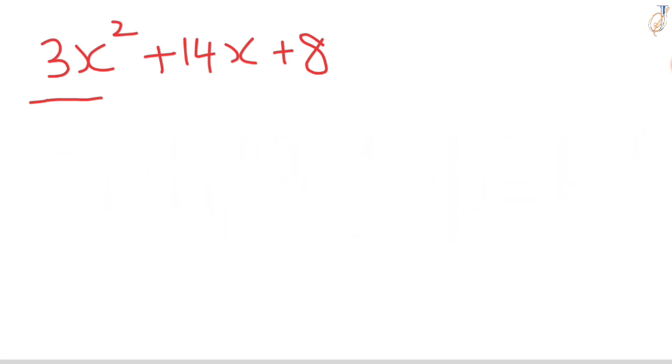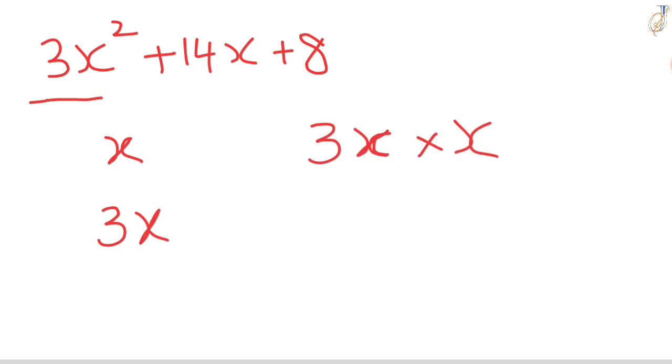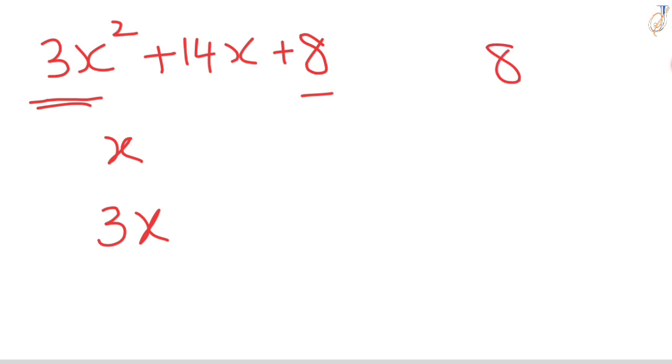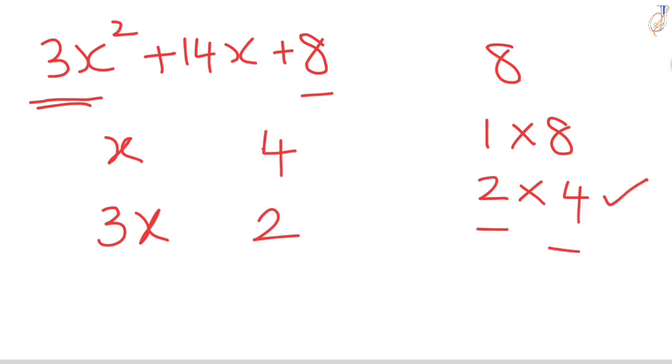This 3x squared we can divide into x and 3x. When you multiply these two, when the bases are the same, you can add the powers. So 1 plus 1 is 2. So 3x squared, the same value. When you multiply, we will get 3x squared only. So we can split it. Now take the constant value 8. Find the factors of it. What are the factors? 1 times 8, 2 times 4. Let's take these two numbers, 2 and 4. Now do the cross multiplication.